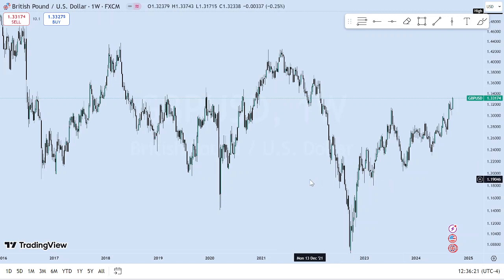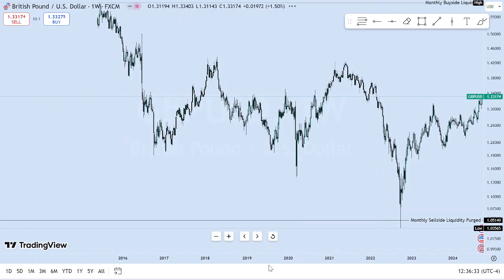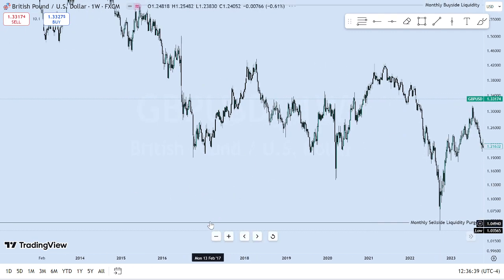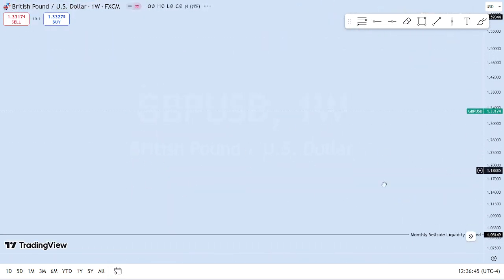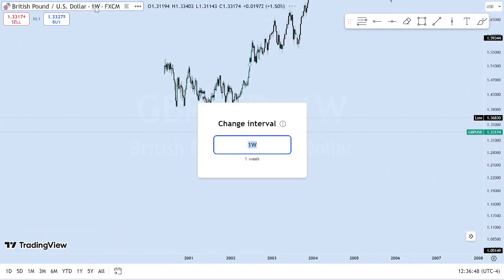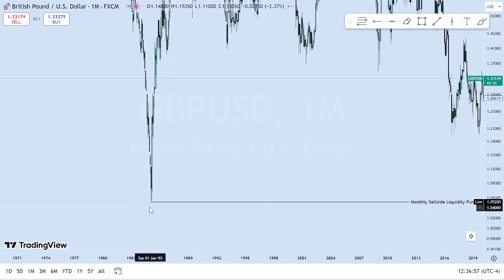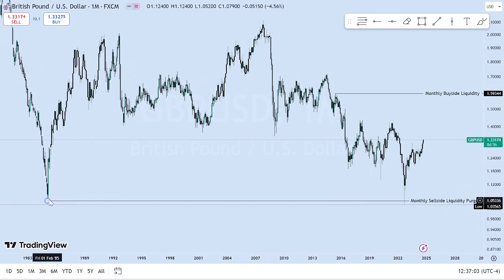So, we are on the British pound chart here on the weekly chart. So, we can see what price has been doing in the weekly chart time frame. Yeah, we have a low here that has been taken. Monthly low. Yeah, see our monthly low here. This low here is sell side liquidity. We have been taking it.